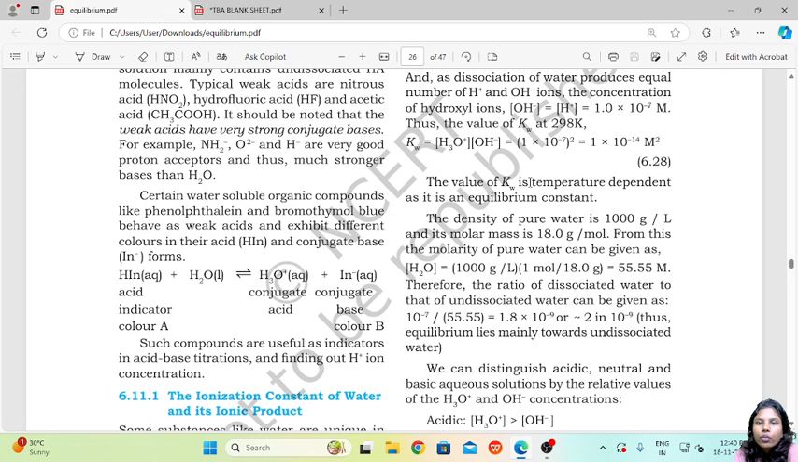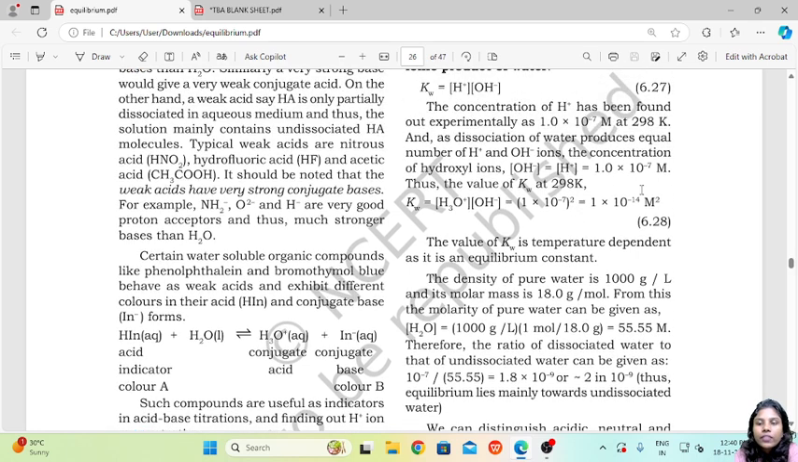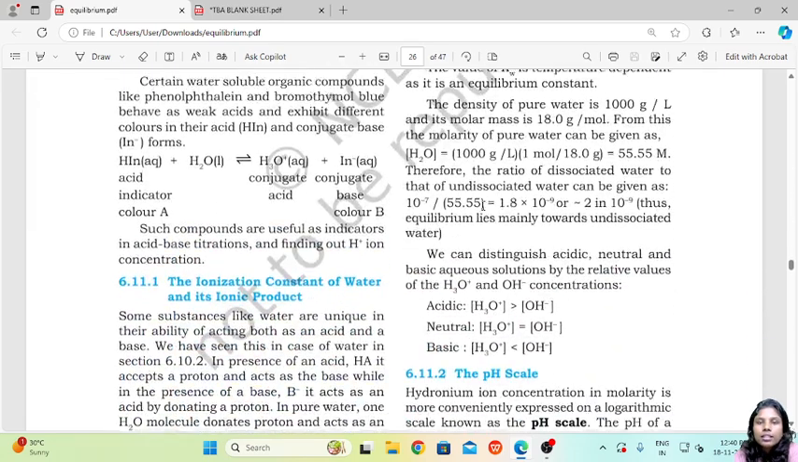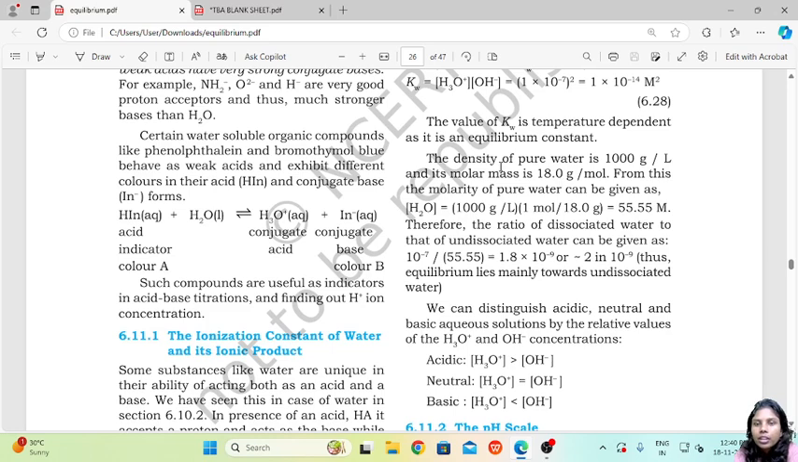So the value of Kw is temperature dependent, as it is an equilibrium constant. Here this value will be obtained only at 298 Kelvin. If we shift the temperature here and there, then the value will change. So it is a completely temperature dependent value.